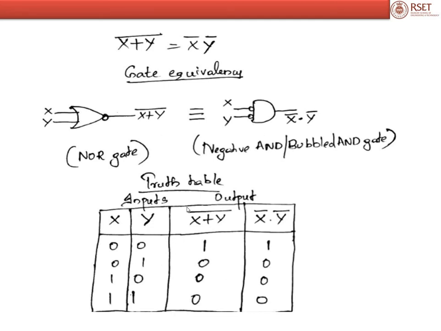Next, the truth table. Here x and y are written as inputs with their possible values. Then on the output side, (x plus y) bar and x bar into y bar. You can see the values are the same. So it is proved that the NOR gate is equivalent to a bubbled AND gate.